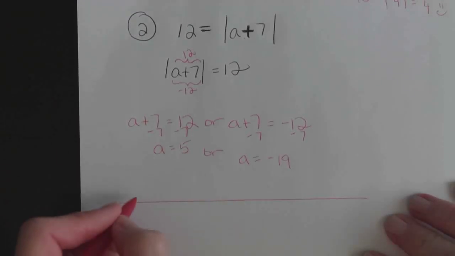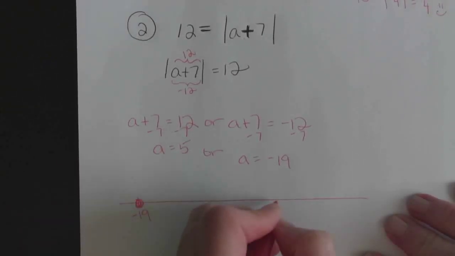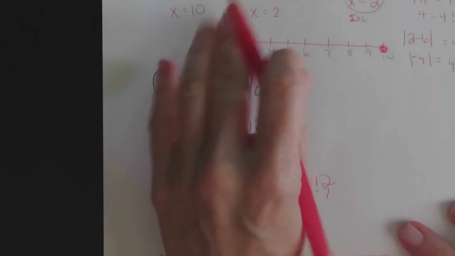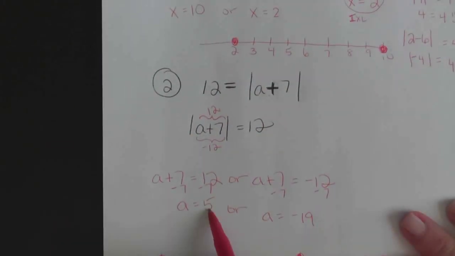That's it. Now remember, on the IXL, you're going to have a number line. So negative 19 will be down here somewhere. Just put your dot there. And then somewhere up here there will be a 5. Put your dot there. Those are your 2 answers. You just fill them in.